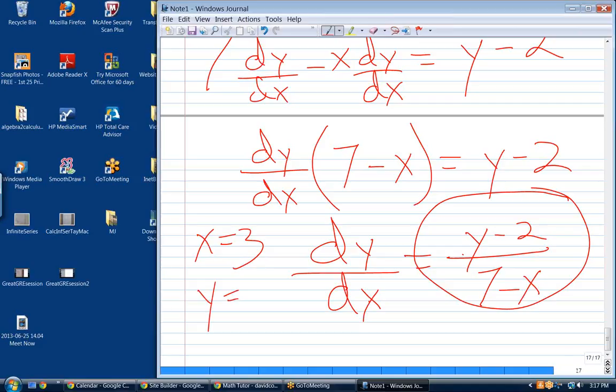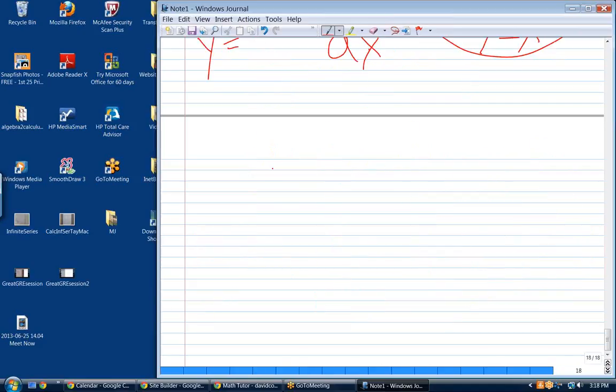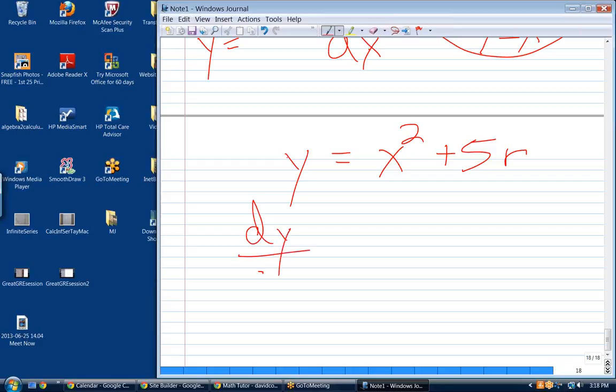Okay. But let me give you another, and I say, what is dy dx? Notice that I'm really implicitly differentiating this. In other words, I'm really taking the derivative of that and getting 1 and then adding the dy dx after it.